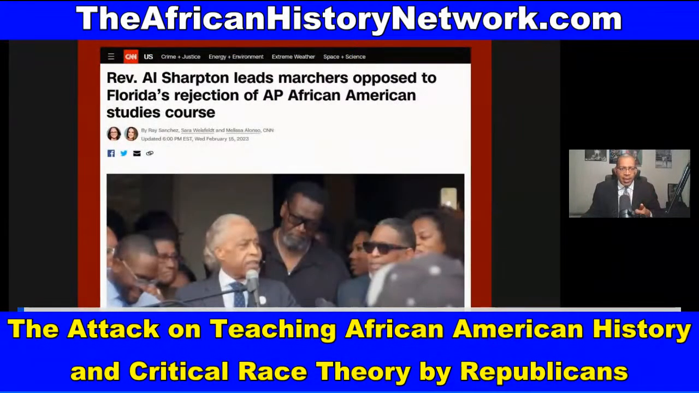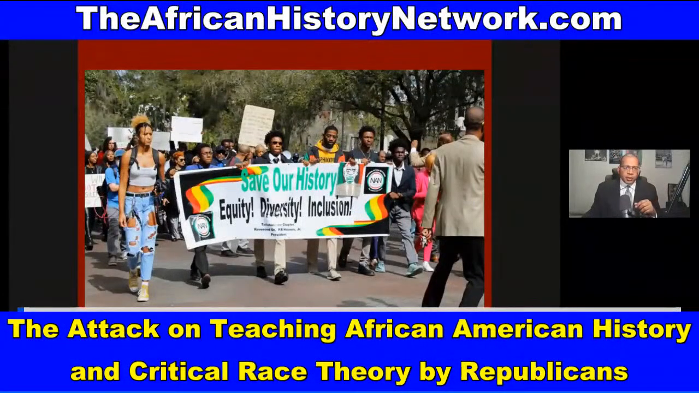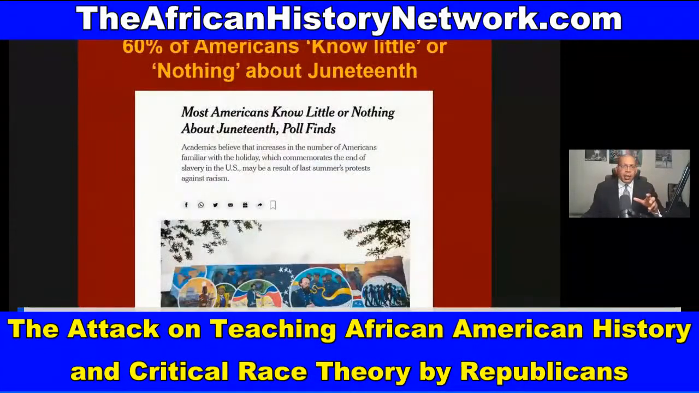We see books being banned. We see Reverend Al Sharpton led a march in protest against Governor Ron DeSantis banning this Advanced Placement African American Studies course, Wednesday, February 15, 2023. Okay, so we saw that take place.